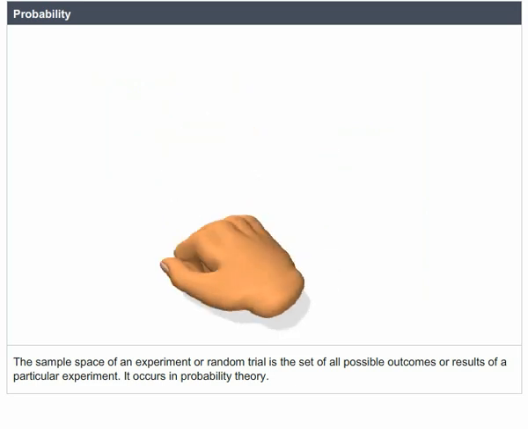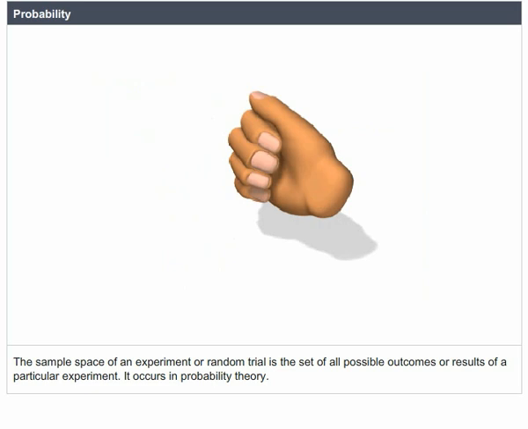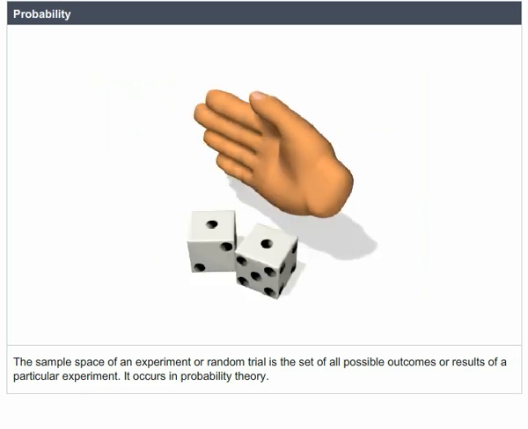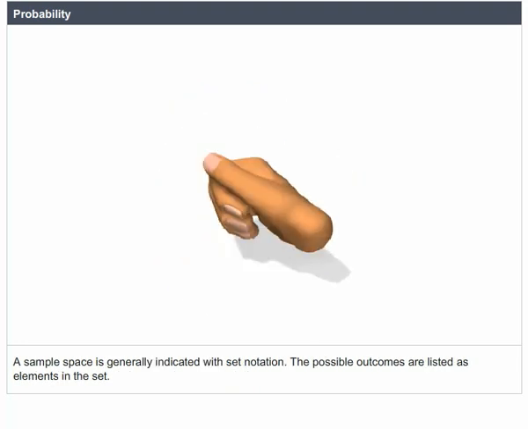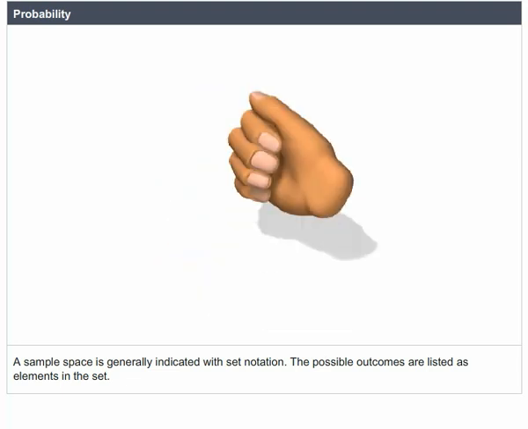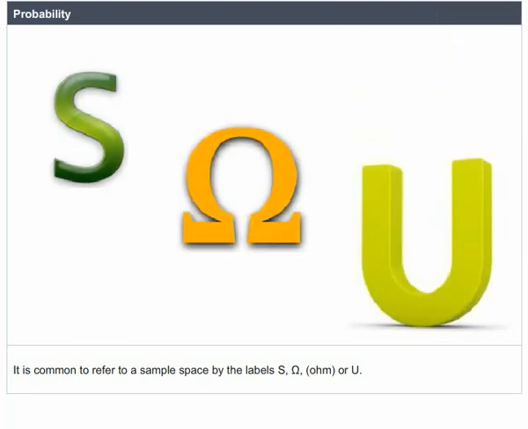The sample space of an experiment or random trial is the set of all possible outcomes or results of a particular experiment. It occurs in probability theory. A sample space is generally indicated with set notation. The possible outcomes are listed as elements in the set. It is common to refer to a sample space by the labels S, omega or U.